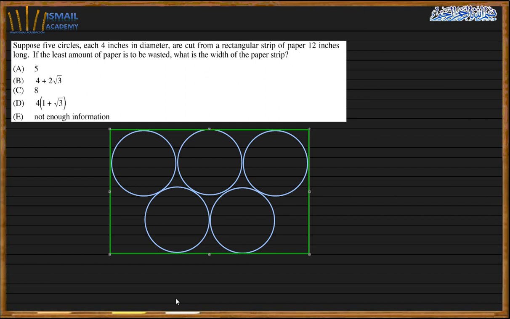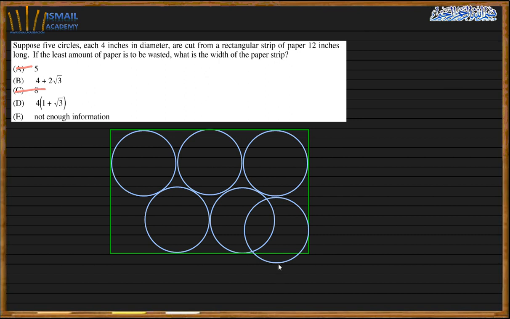All right, so the width cannot be 5 because this is greater than 5. It's obviously greater than 5. So 5 cannot be taken. 8, no, because 8 is like I'm having two circles next to each other. Well, we don't have this case because if I have another circle here, then I will have 4 and 4 will be 8, but this is not the case. So that means 8 is not our case.